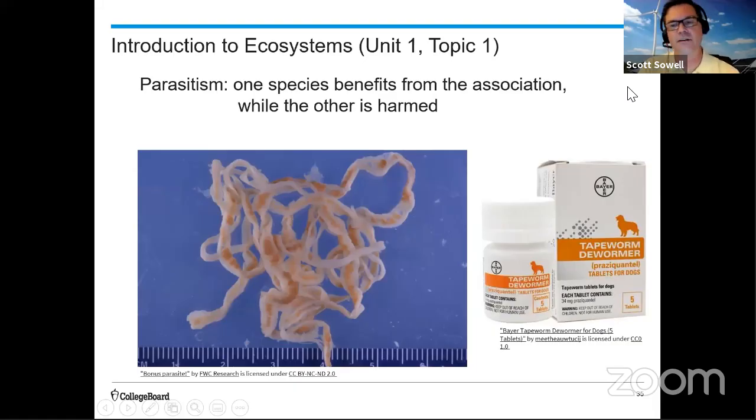And finally, good old parasitism, parasites. So this is an example of a tapeworm. Humans can sometimes get tapeworms. They can infect dogs too. So you may have seen veterinarians give dogs dewormer to try to get rid of those tapeworms. But the tapeworms are the thing that benefit. They're inside the intestine, feeding off the nutrients and stealing those nutrients from the host animal.